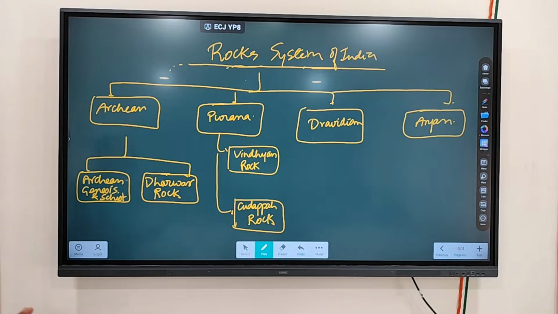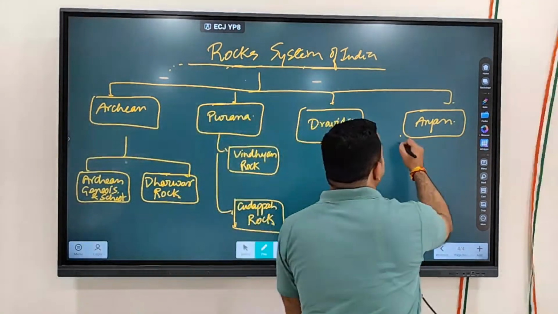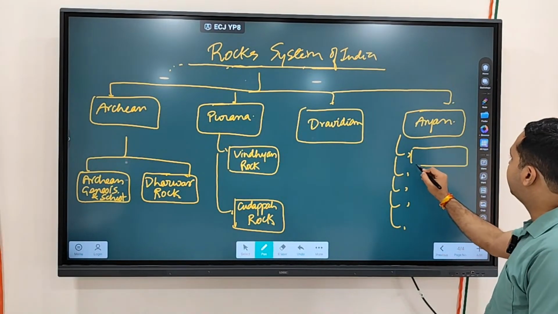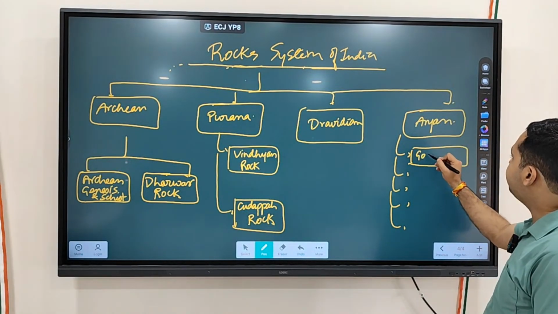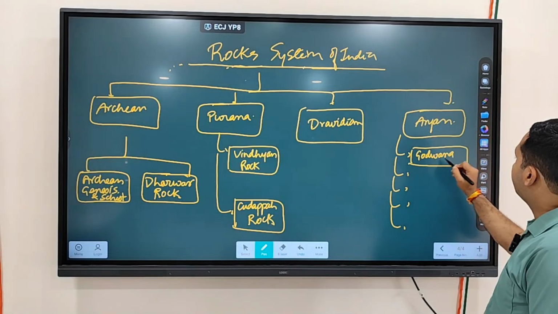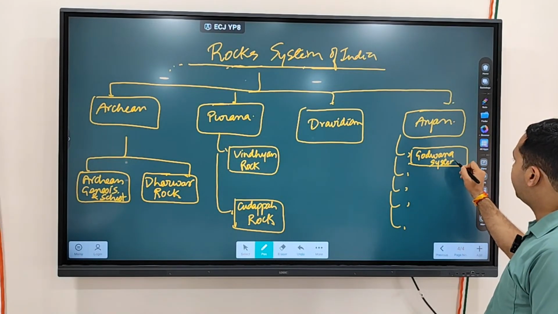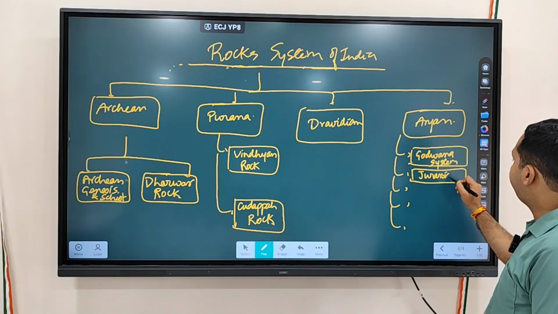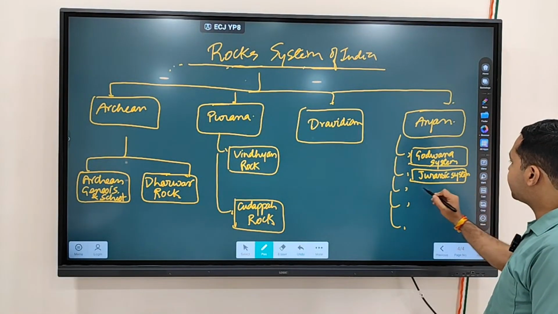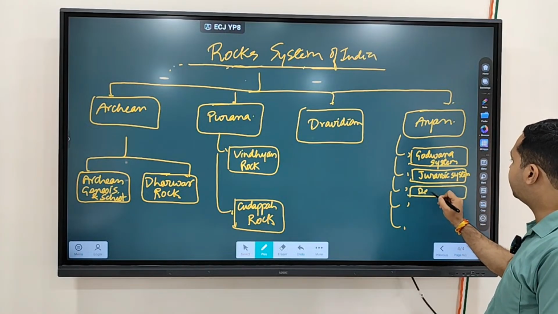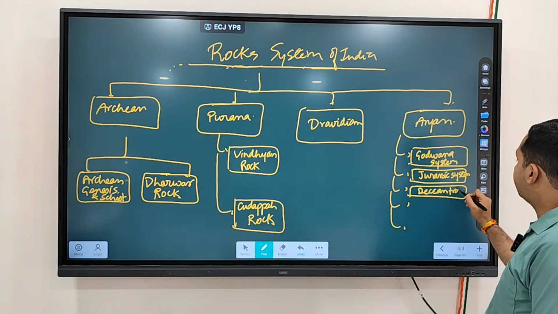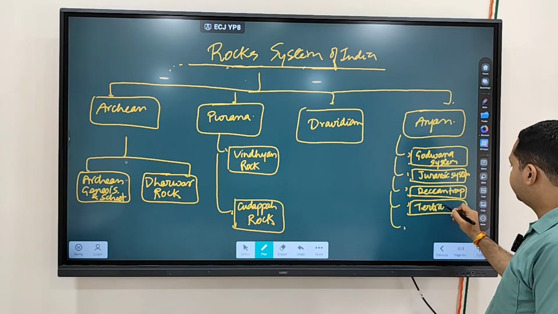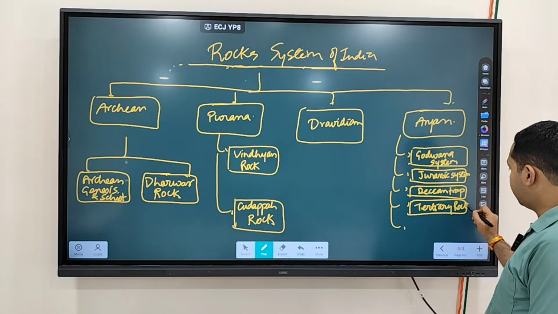Aryan rocks are further classified into 5 different types. So Gondwana system, Jurassic system, Deccan Trap, Tertiary rocks, and Quaternary rocks.